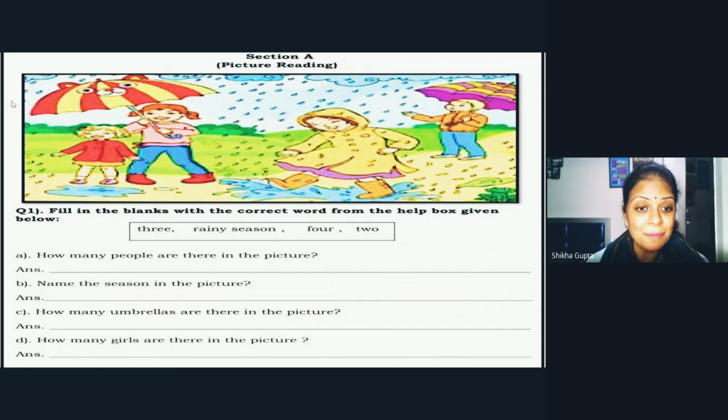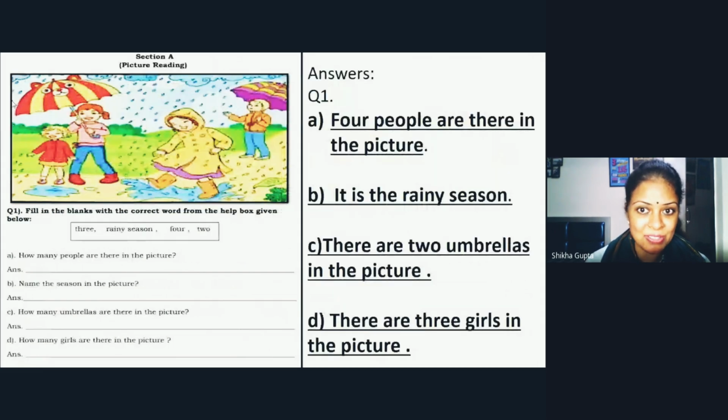How many umbrellas are there in the picture? Again, you need to see the number of umbrellas and then write it down. How many girls are there in the picture? Yes, the picture is very neat and you know how many girls are there in the picture. So now you all must have thought of the answers. Now let us see whether whatever you thought is correct or not.